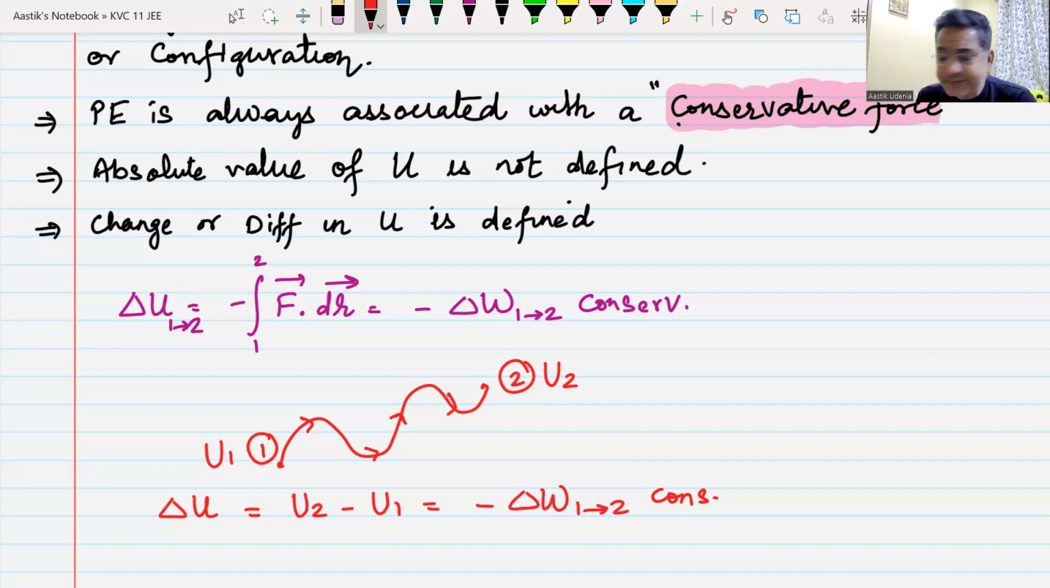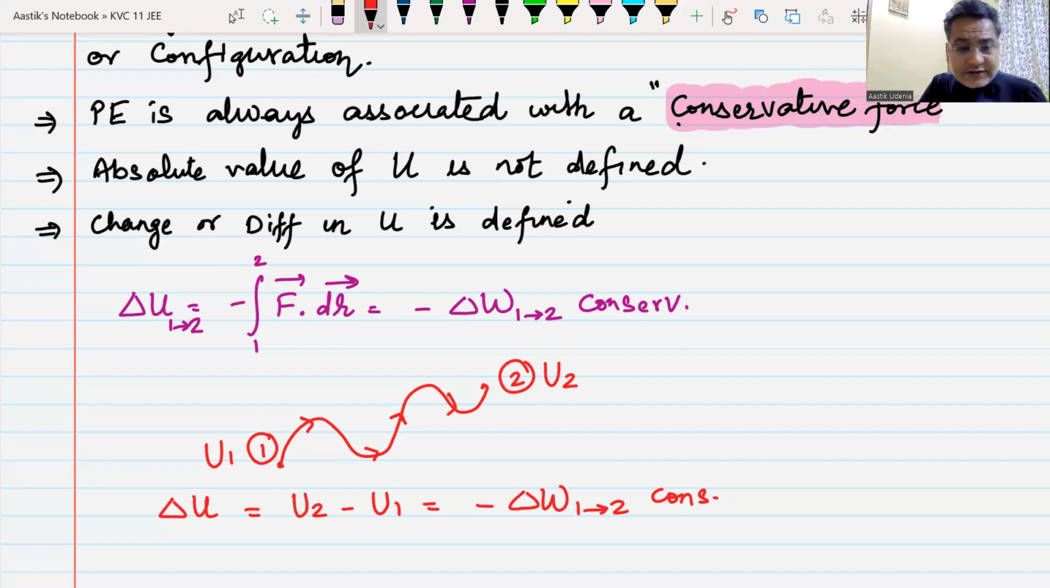Do we understand this? This is how change in potential energy is defined. I hope everyone has noted this down. Now remember the important points about this potential energy. Everybody noted down up till there?